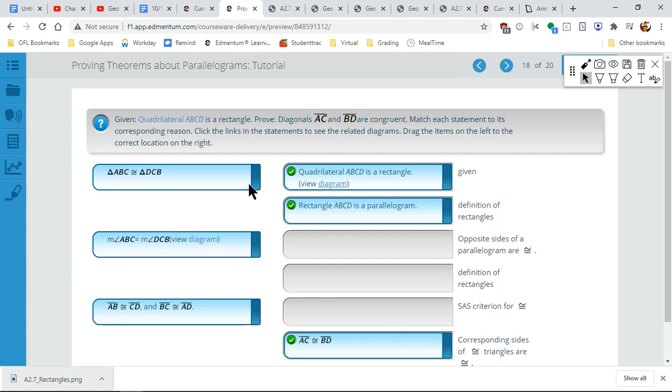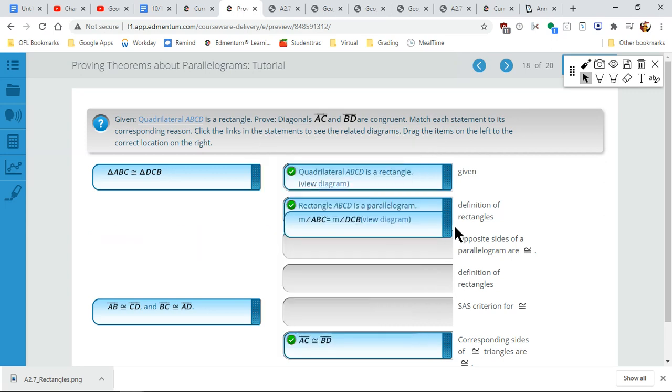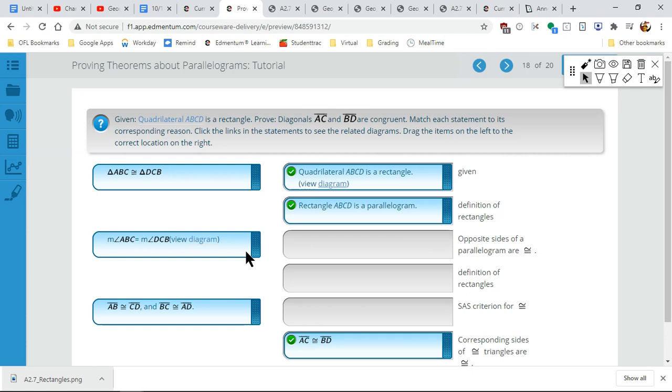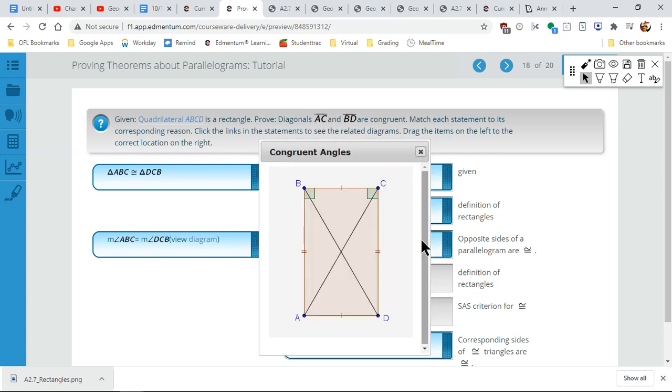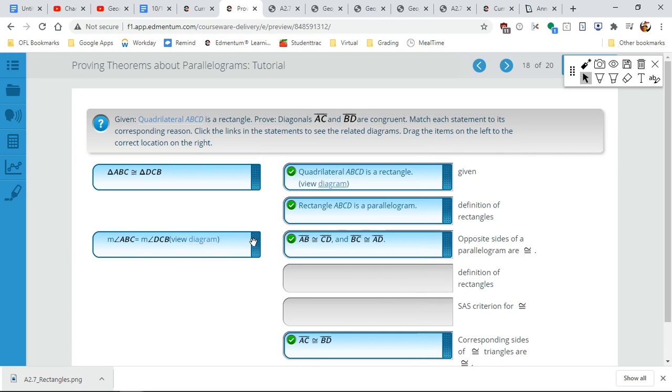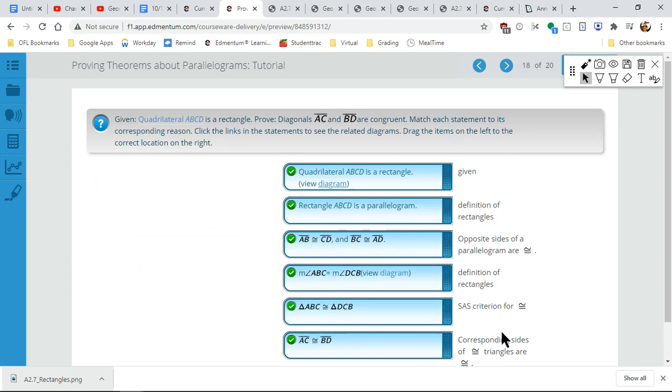AC is parallel to BD. So let's take a look at this one. According to this, the opposite sides have to be congruent, and it's saying that this angle is equal to this angle. Well, that's true because it's a rectangle. Oh, wait, but it says opposite sides of a parallelogram are congruent. So we're not talking about angles, we're talking about the sides. From there, we can say that these angles are congruent because it's a rectangle. Obviously, if all the angles in a rectangle are 90 degrees, then these two angles have to be the same.